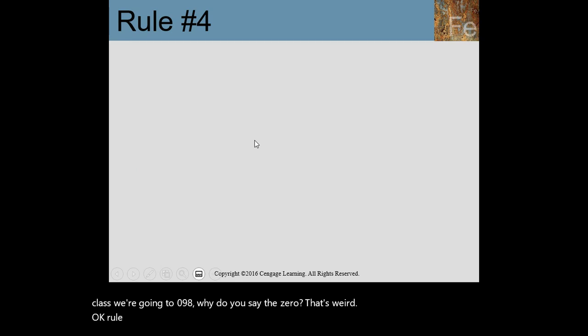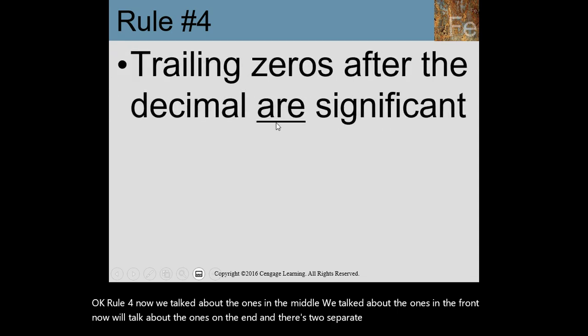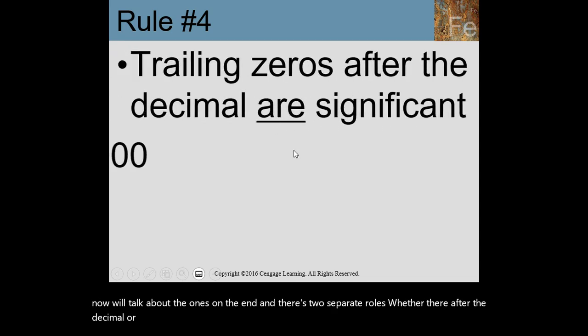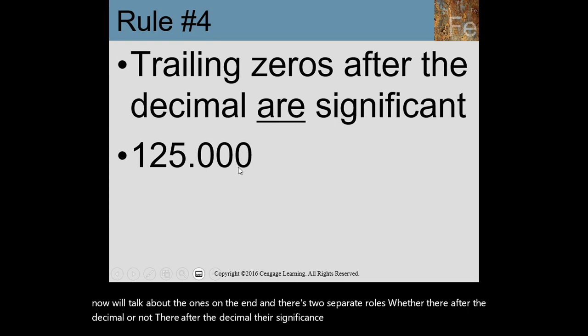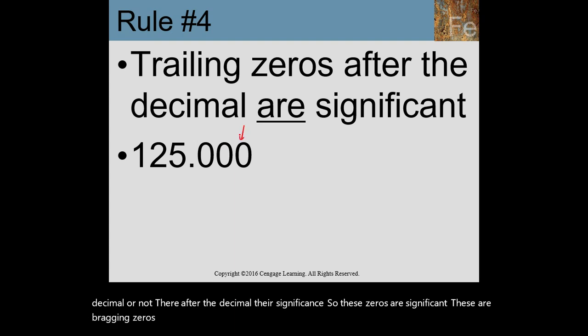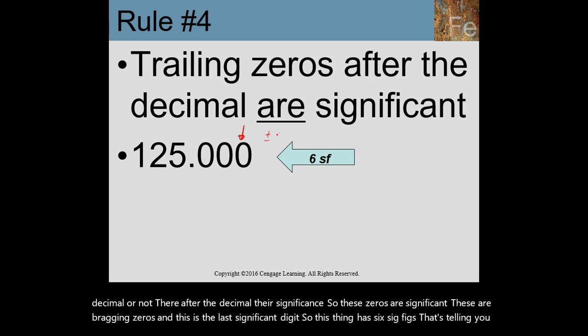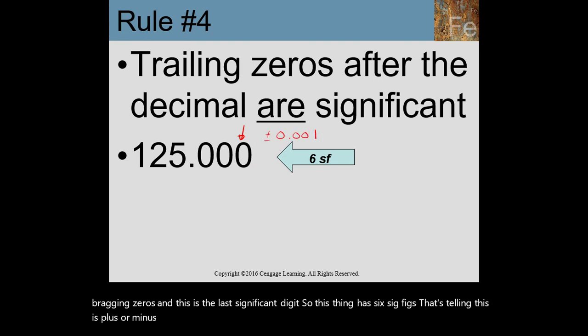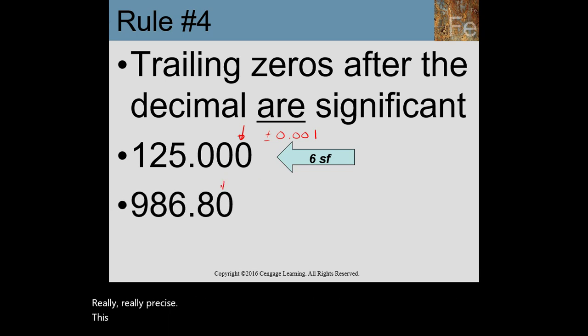Okay, rule number 4. Now, we talked about the ones in the middle. We talked about the ones in the front. Now we'll talk about the ones on the end. And there are 2 separate rules, whether they're after the decimal or not. If they're after the decimal, they're significant. So these zeros are significant. These are bragging zeros. And this is the last significant digit. So this thing has 6 sig figs. That's telling you this is plus or minus 0.001. Really, really precise. This one, that's the last sig fig, so that one has 5.